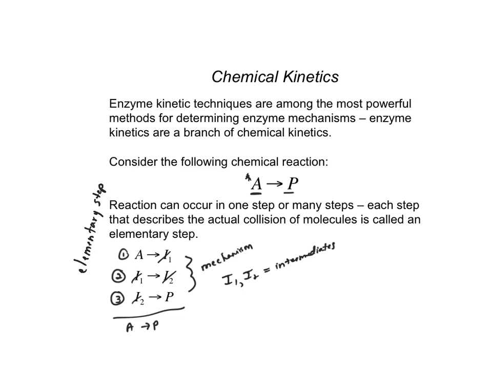So we'll get to that in a second. So we'll talk about what's great about elementary steps in a second, okay? All right, so we've got intermediates. Intermediates are things that we can't necessarily isolate. They are made and then immediately consumed. Again, though, the mechanism itself is our attempt to explain at the molecular level how this overall reaction is occurring, and it consists of separate elementary steps, okay?